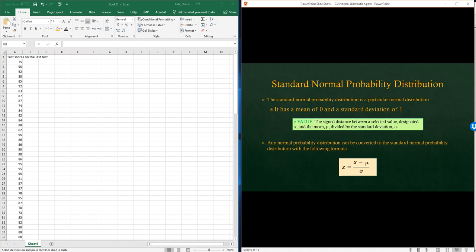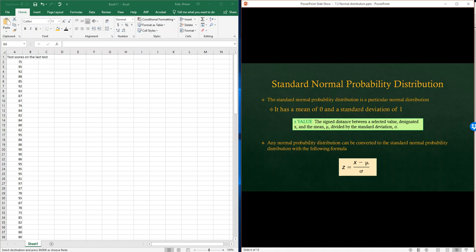And the z-value is something that's really cool, that's going to make it so that you can almost immediately interpret your results. Okay, so a z-value, essentially, instead of actual values on the x-axis, you're going to have standard deviations, or z-values. And so the standard normal probability distribution is a particular normal distribution.